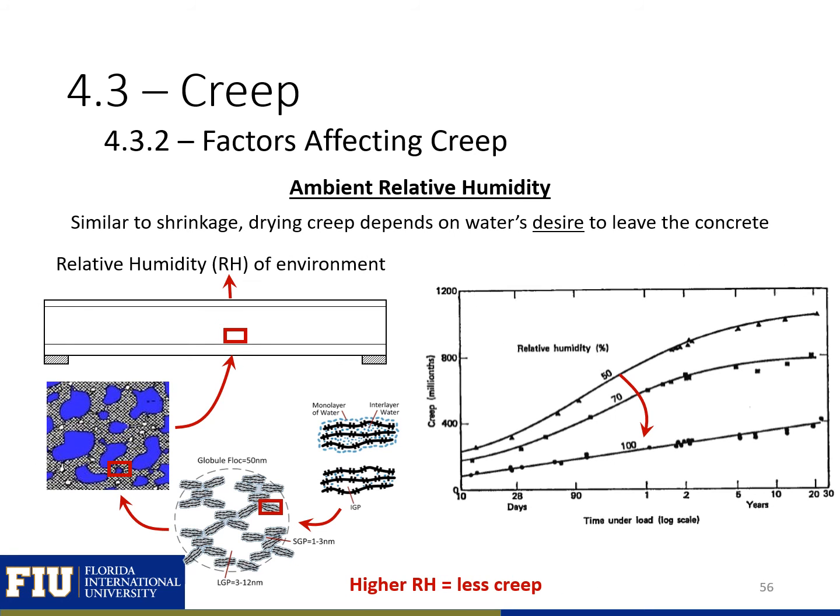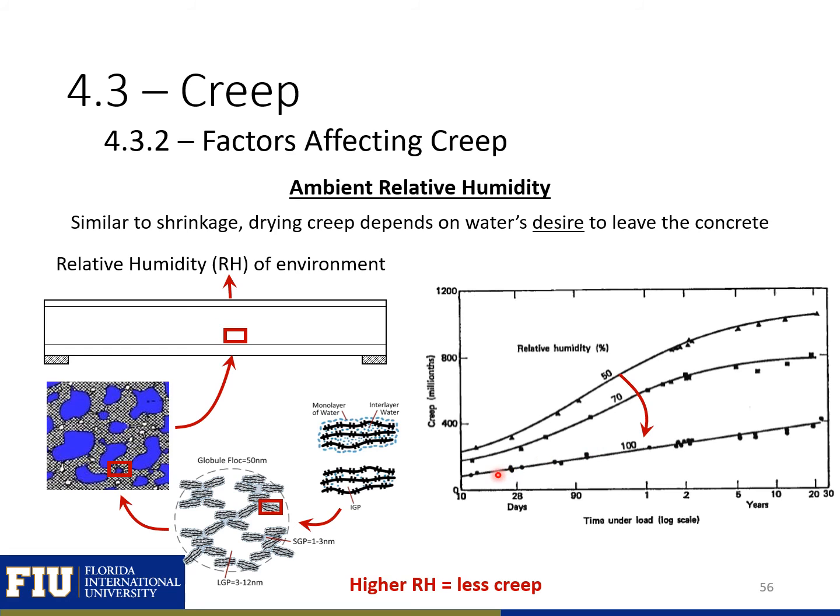Similar to shrinkage, drying creep depends on water's desire to leave the concrete. And so our ambient relative humidity is going to impact our creep. If we have a higher ambient relative humidity, we're going to have less creep. So shown here is creep plotted versus time for specimens stored in 3 different ambient relative humidities. And we can see that if we're storing the specimen in 100% humidity, we have lower creep than if we were storing it in 50 or 70% relative humidity.